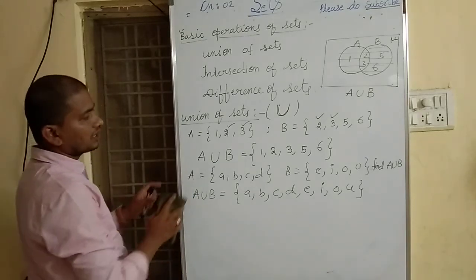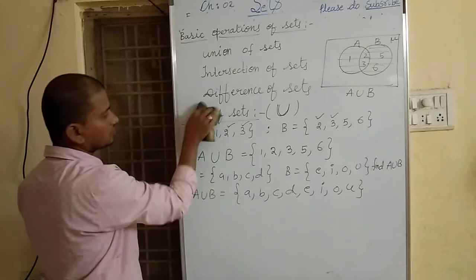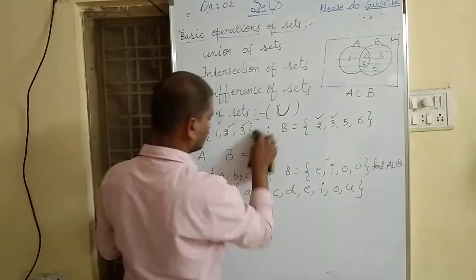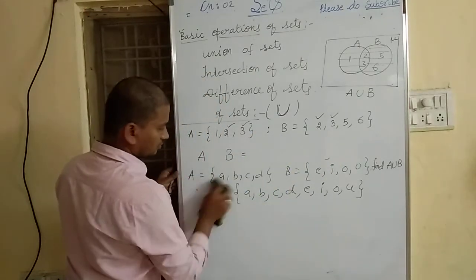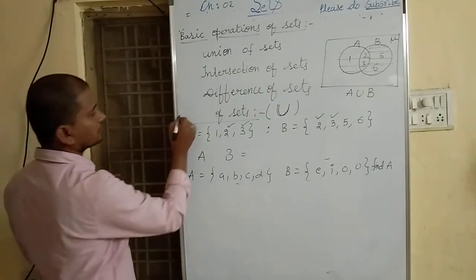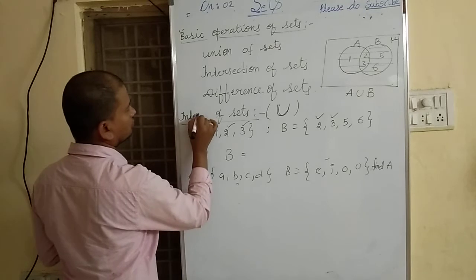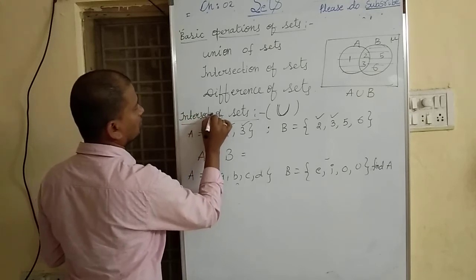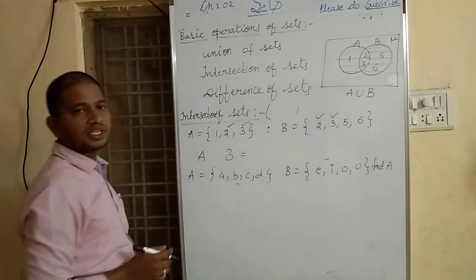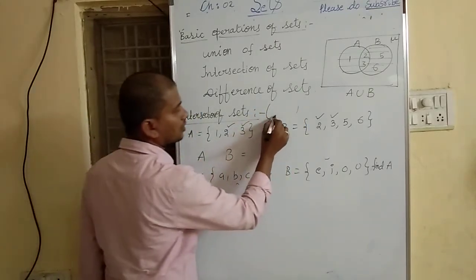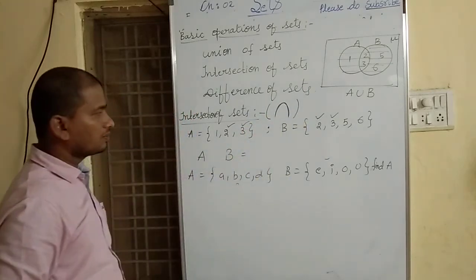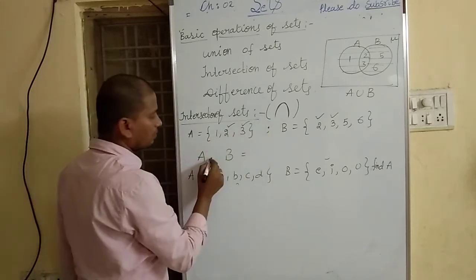And the second one is intersection of sets. This is the symbol for intersection. What do you mean by intersection?